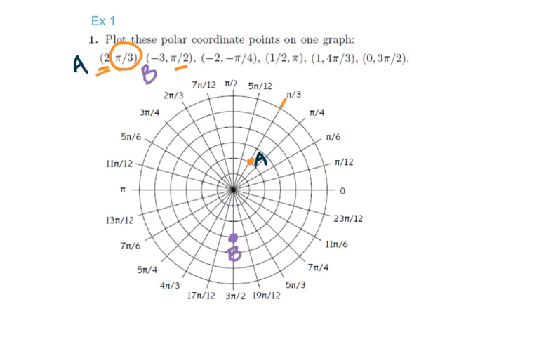Now let's go to this C. Negative pi over 4. Negative pi over 4 will be this line here. And then negative 2 means the opposite direction. Therefore, I go here, the opposite direction. That will be C. Now let's go to D.